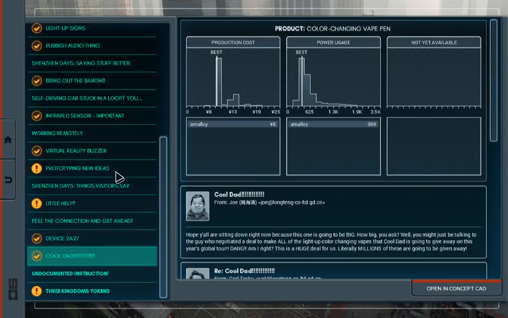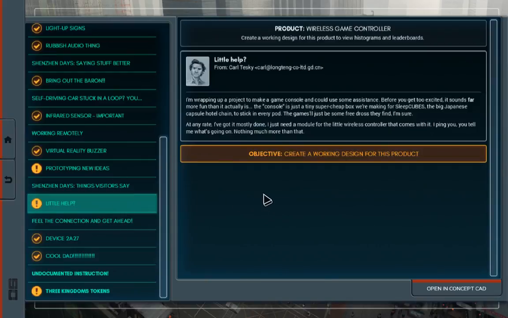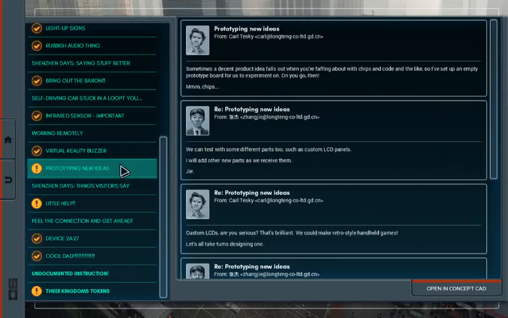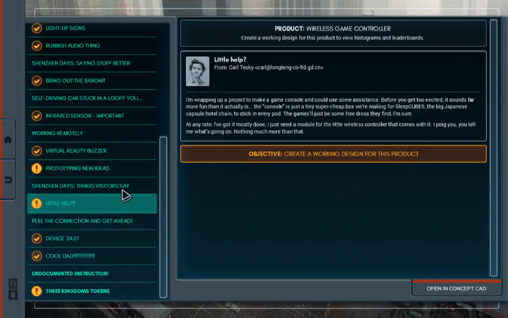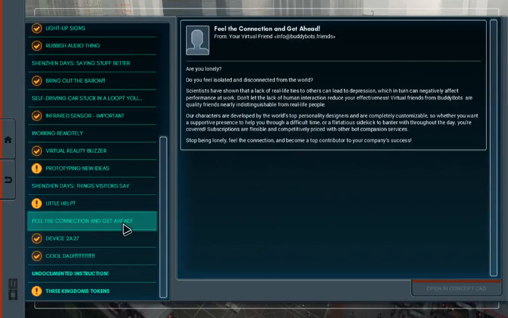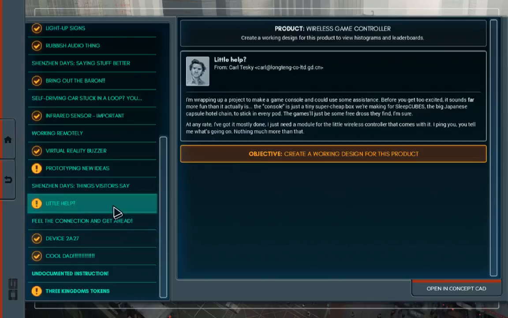What is this? Little help prototyping? Did I skip this one? I'll create a working design. Wait. How did I end up skipping this one? I didn't mean to skip one. Huh. I don't remember reading this one. Okay, I apparently skipped this one, so we'll go back.